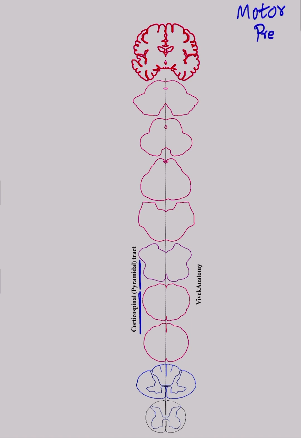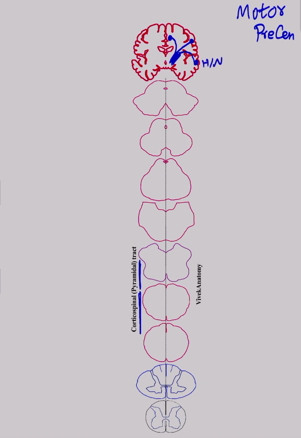As the name says, the fibers start from the cerebral cortex, from the precentral gyrus to be specific. The neurons are situated here, here, and here. The axons come like this. They all travel through the posterior limb of the internal capsule.